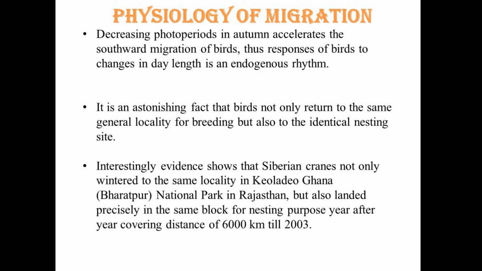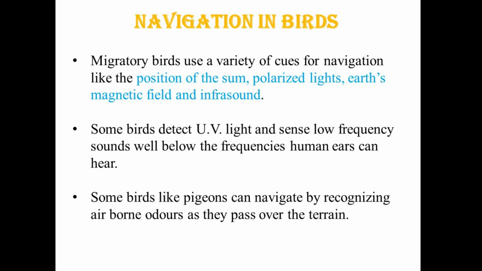Interestingly, evidence shows that Siberian cranes not only winter in the same locality in Keoladeo Ghana National Park at Bharatpur, Rajasthan, but also landed precisely in the same block for nesting purposes year after year, covering a distance of 6,000 km till 2003. That is one of the observations, that they occupy the same area and the same block during this migration process. Now navigation in birds, that is the next point.